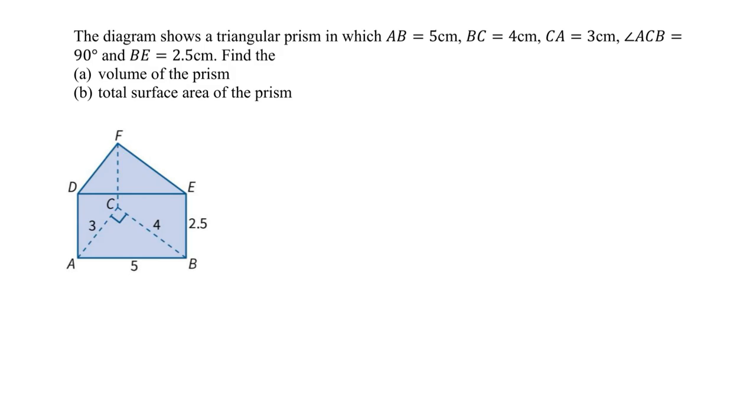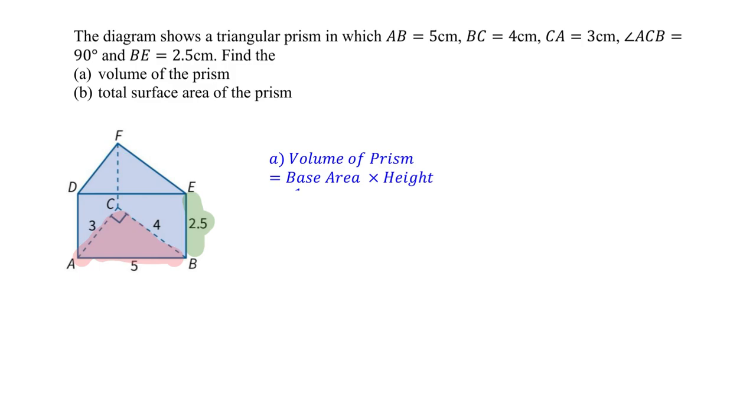Well, to find the volume of the prism, we must first identify the base area. And I hope that you can see that the base area is as such, the triangle ABC. And the height is BE. And so, with this, we will then be able to find the volume relatively easily.